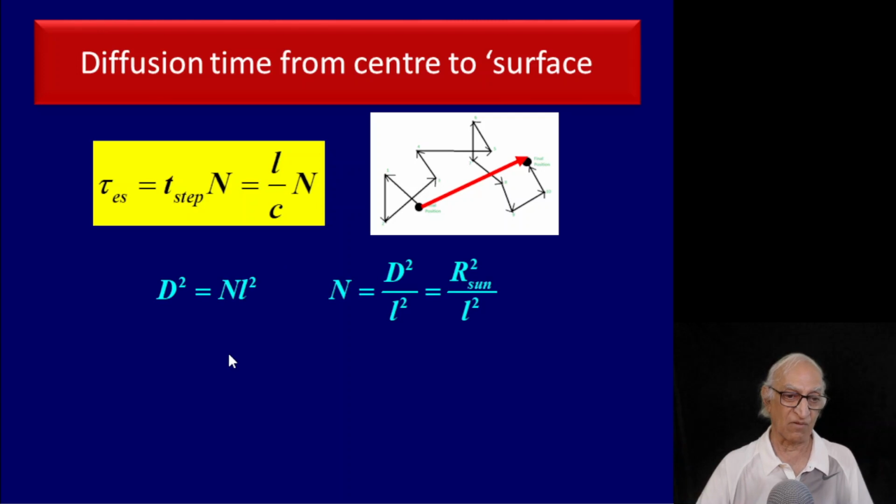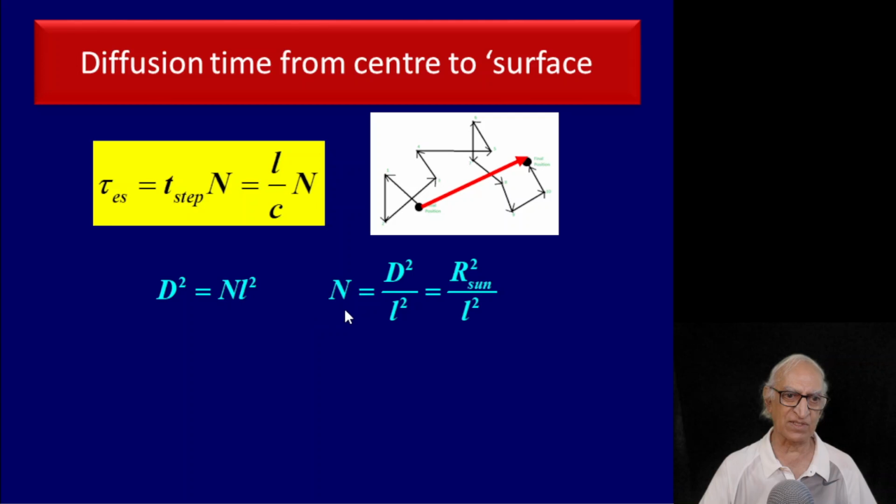Therefore, let us use the result we have obtained in the previous slide, namely the square of the mean end-to-end distance capital D is equal to n times l squared.